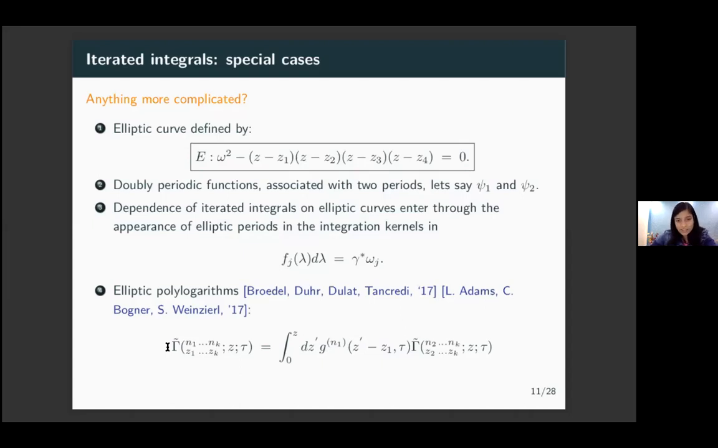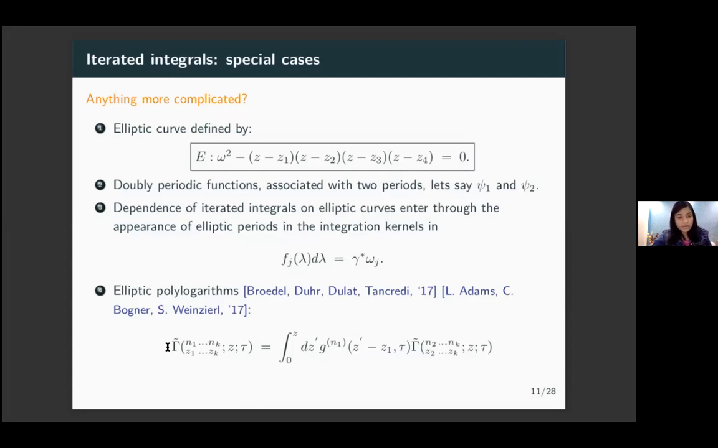Now the obvious question to ask is, is there anything more complicated? And unfortunately there is, and this is the thing I will be talking about in the rest of the talk. So basically these elliptic polylogarithms, whose properties you also know and which you can also numerically evaluate, by definition are tied to just one elliptic curve. So far in mathematics, there is no object which you can write down when you have more than two elliptic curves in the same system.